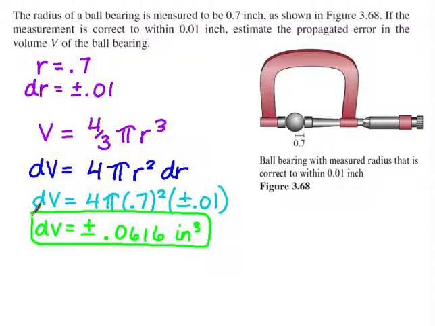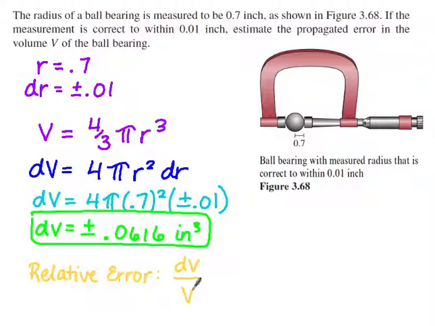Now just for kicks, we could actually find the relative error if we wanted to. Okay, and to find the relative error, basically you are going to take dV divided by V. So what you would do is find your volume with those specific values, and then go ahead and divide the two, and that would give you your relative error.